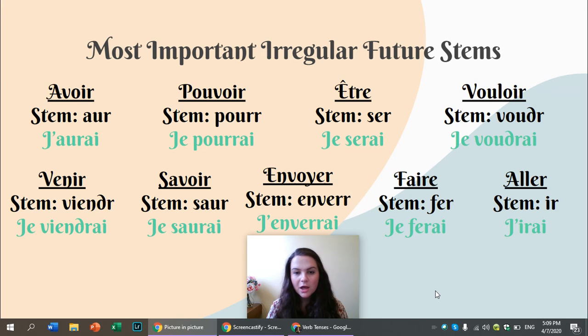All right, so again, you just take those stems and add on those avoir, not really avoir endings. And then you have the future. And that again is just the futur simple. The futur proche is constructed with aller plus the infinitive.